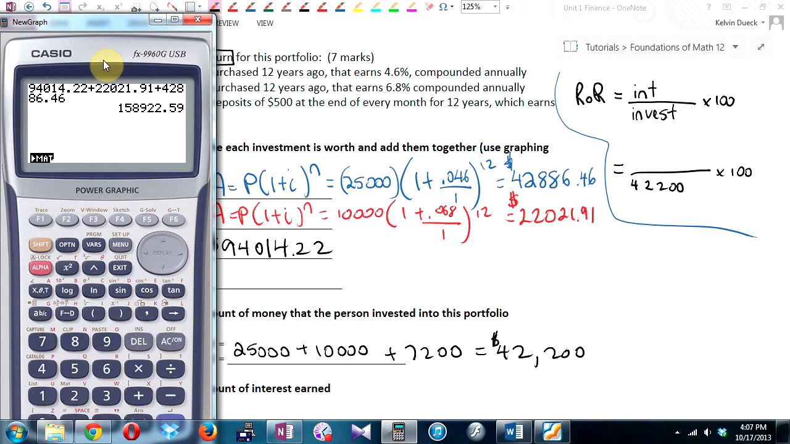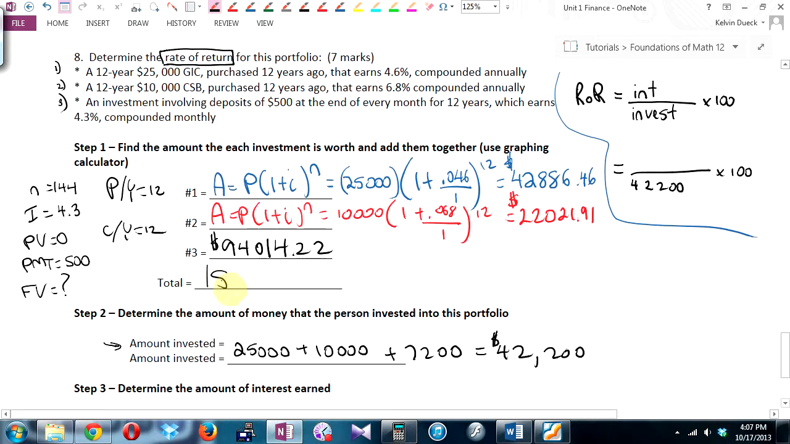$158,922.59. Double check, see if somebody else gets that. What was it? 158,922.59. Yes? 5-9. Oh, 5.9. Why did I go 5.6? Because my brain's somehow flipped it.